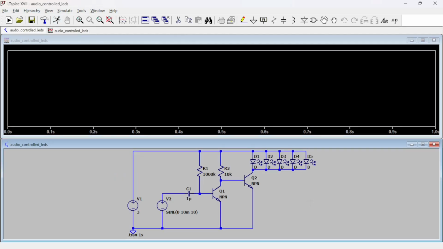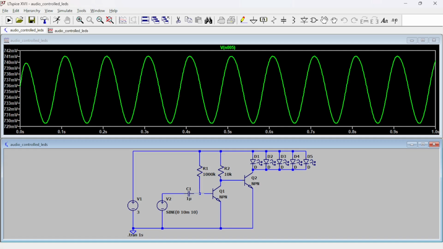There's not really much to look at. We can look at the voltage here at the base of that first transistor, and at the bottom here you can see the DC operating point, so the biasing. It's at 735 millivolts. So you have a sine wave on top of that 735 millivolt bias. Nothing to really write home about.